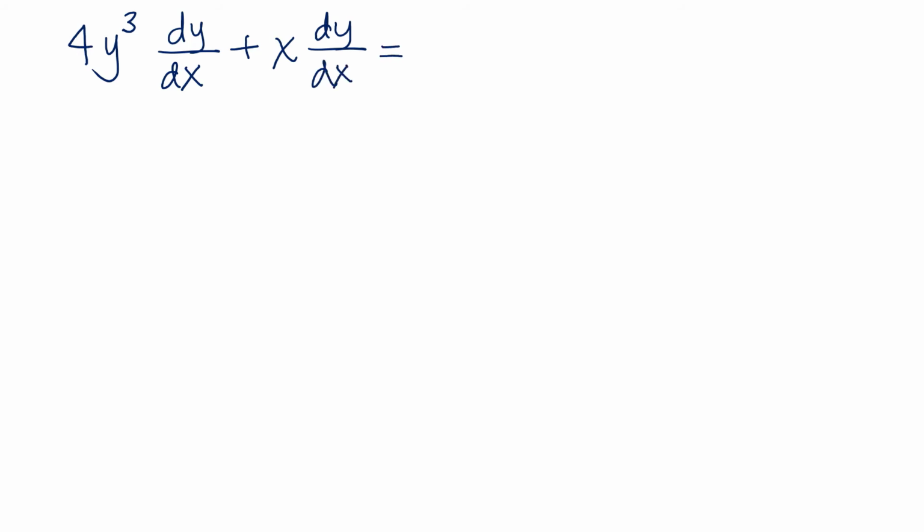I'm on a new slide now, so I'll copy the last line from the previous one. That's 4y cubed dy/dx plus x times dy/dx equals 3x squared minus 1 minus y.